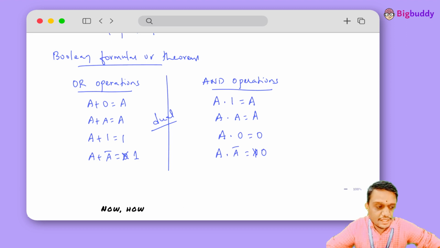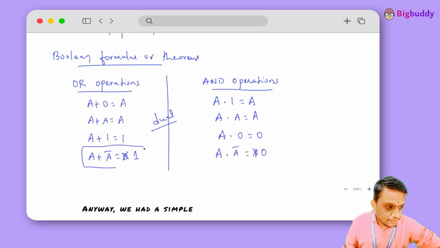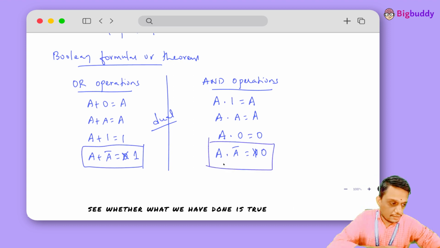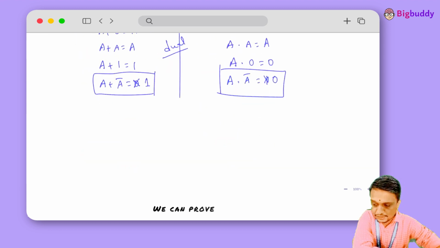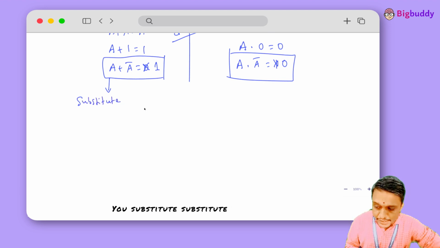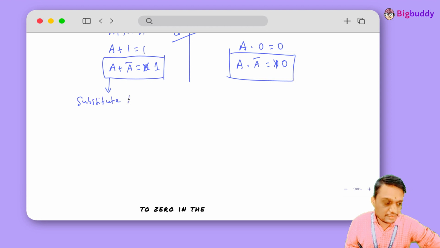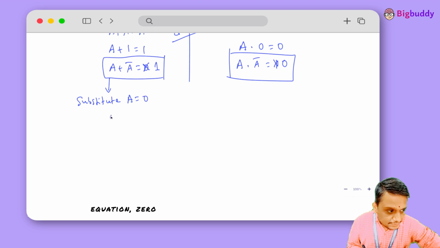Now, how to check whether this is true? We had a simple mistake here, but let us see whether what we have done is correct or not. How to check? We can prove this. You take this formula and substitute A is equal to 0 in the equation. If you substitute A is equal to 0, we get 0 plus 0 bar is equal to 1.